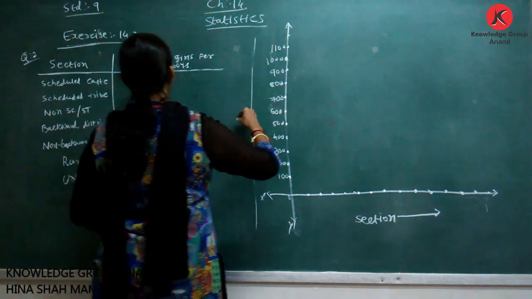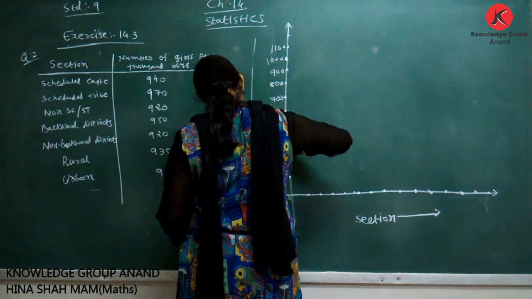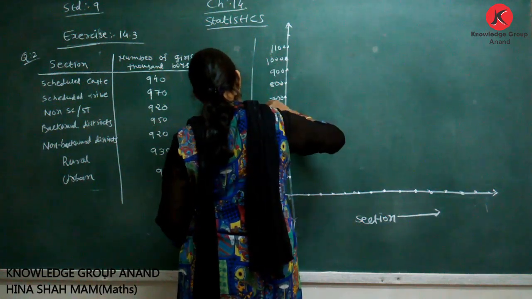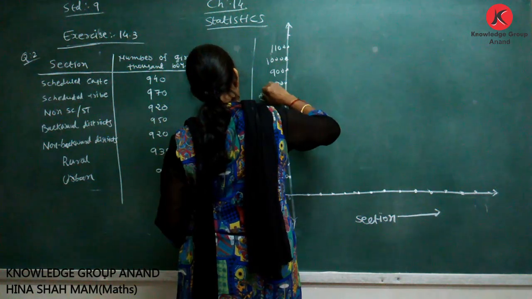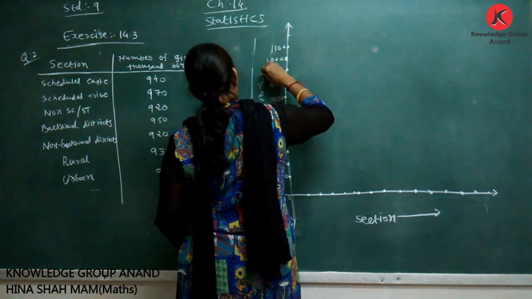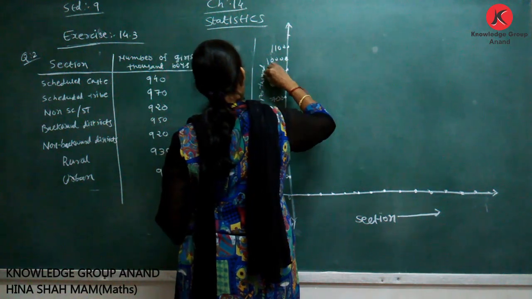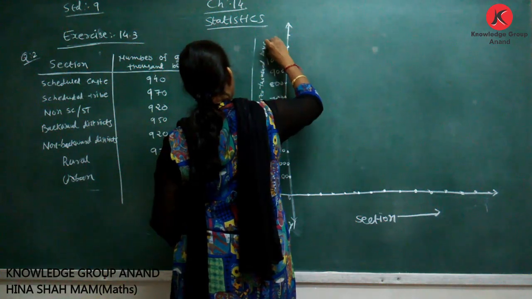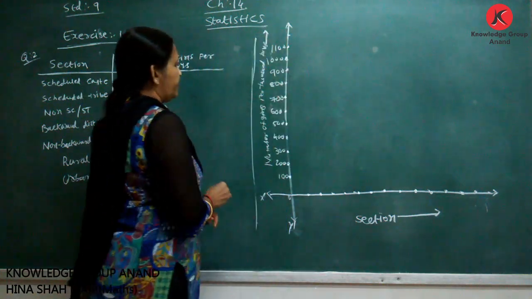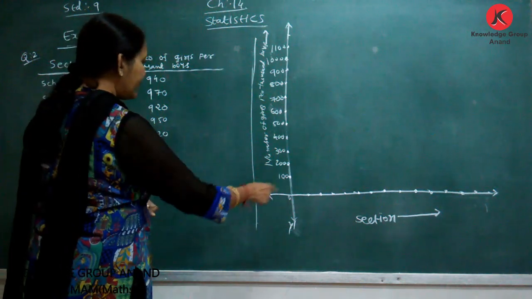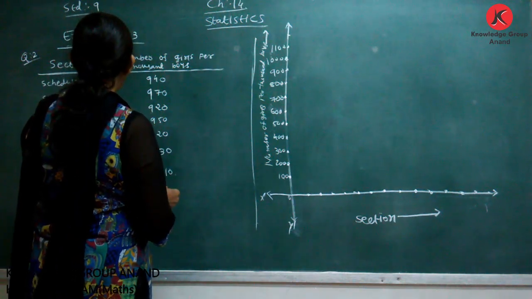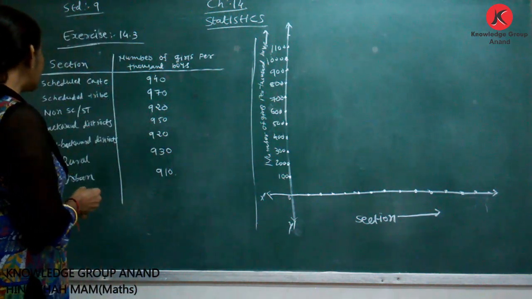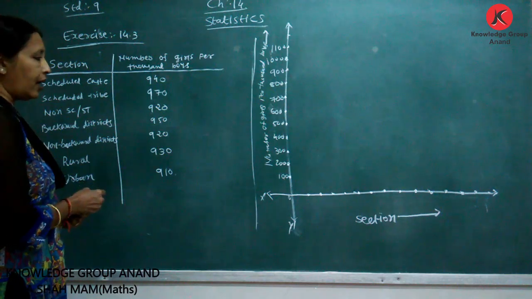We write here number of girls per thousand boys. And here we write the sections: scheduled caste, scheduled tribe, non-SC/ST, backward district, non-backward district, rural and urban.